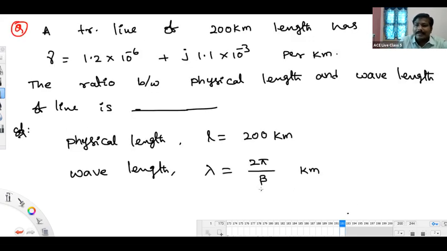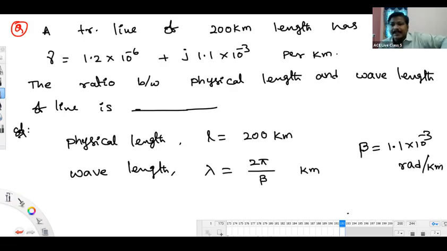Next, please tell me, what is beta here? 2 pi is a constant number. What is beta? Beta is the imaginary part of gamma. So beta is equal to 1.1 into 10 power minus 3. It will definitely be given in radian by kilometer, there is no doubt about it. You substitute that here. So 2 pi by 1.1 into 10 power minus 3.